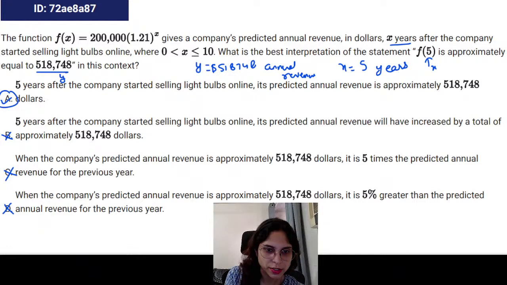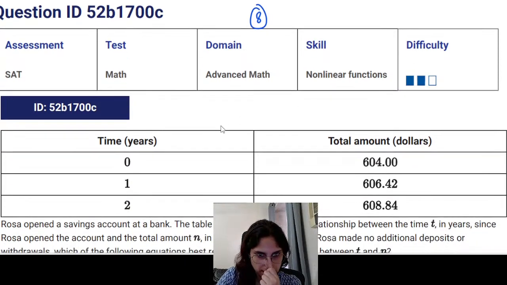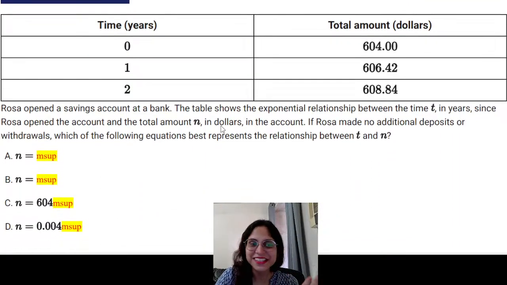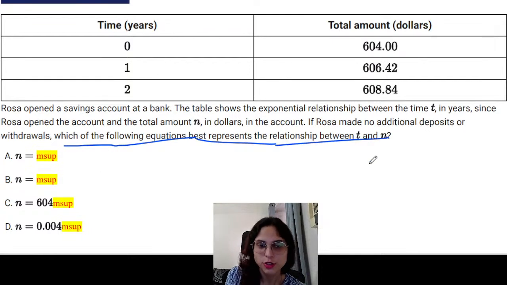Now we're going to question number 8. That is page number 8. And you can see this is medium difficulty. The table is given to you, and see, no options are there. So now a table is given to you, and what you have to do, I always read the question first. Which of the following equations best represents the relationship between t and n? So you have to get the equation.